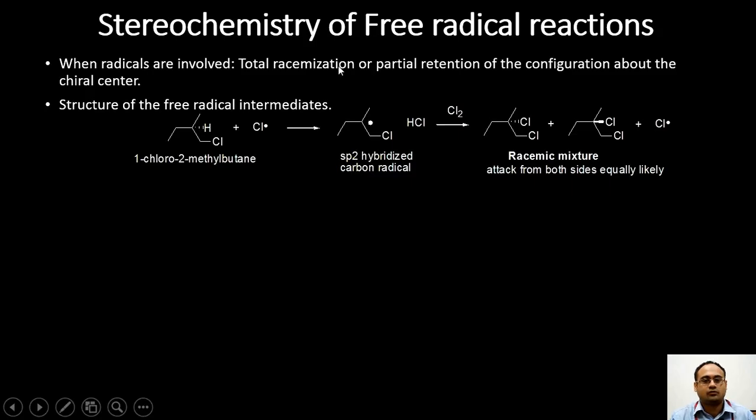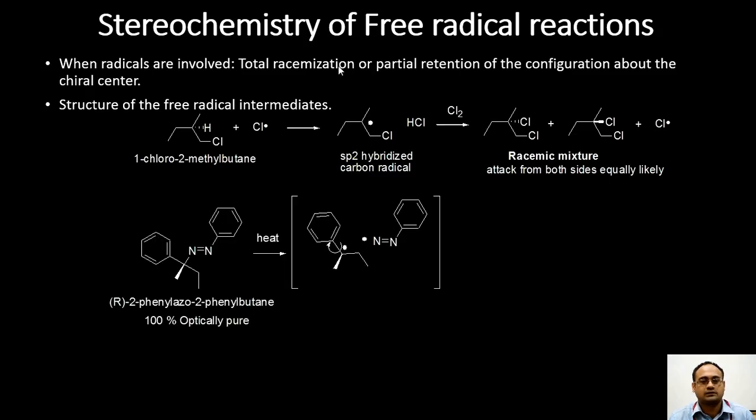But this is not true for all reactions involving radicals. For example, consider the photoisomerization of this azo compound, 2-phenylazo-2-phenylbutane. If we heat this compound, this carbon-nitrogen bond, because of the steric hindrance, breaks and generates two radicals. These radicals are not separated, but they stay quite close to each other, and while they are close to each other, this bond may rotate.